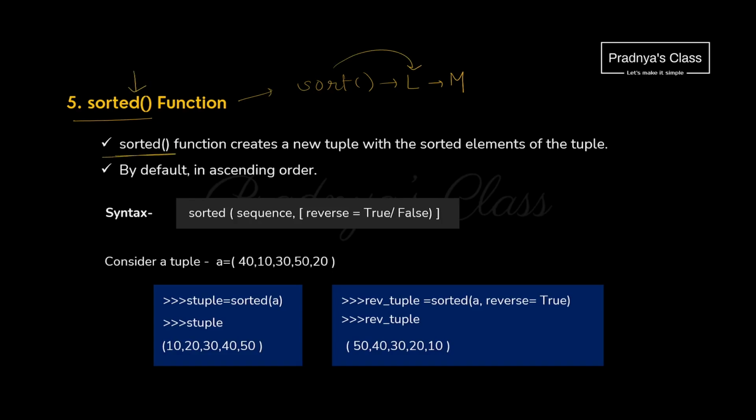That's why we have the sorted function associated with tuple. It will not change the original one, it will create a new tuple with the sorted elements. Even this works on the list. We have already discussed the difference between sort and sorted. First we need to provide the tuple and then with this parameter we can sort them in the ascending or descending order. By default it will get sorted in the ascending order. If you write reverse equals true, then you will get the tuple in the descending order.